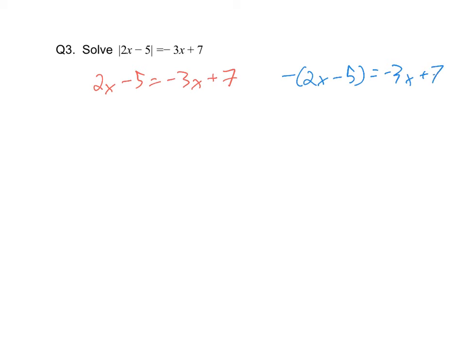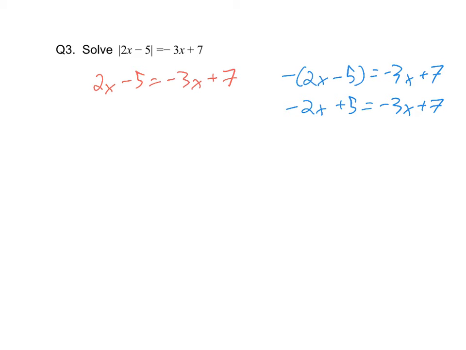Both of these should produce a solution to our problem. They could be valid solutions. They could be extraneous solutions. So what we have to do is solve each of these two equations and then take our answers and substitute them back into the original problem to see whether or not they produce a valid solution or an extraneous solution. So we'll start with the one on the left.